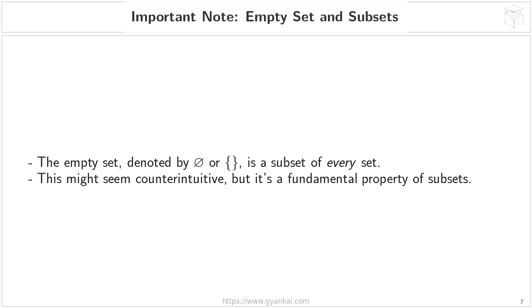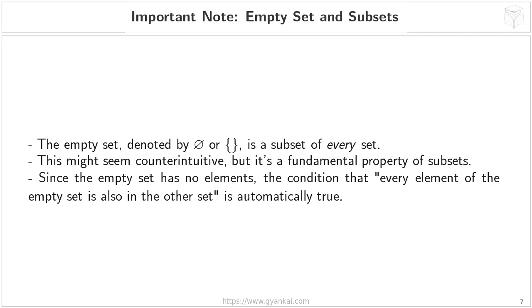This slide states that the empty set is a subset of every set. I know that might sound strange at first. You're probably thinking, how can something with nothing in it be part of another set? But bear with me. Remember from earlier slides, for set A to be a subset of set B, every single element in A must also be in B. Now, the empty set has no elements.